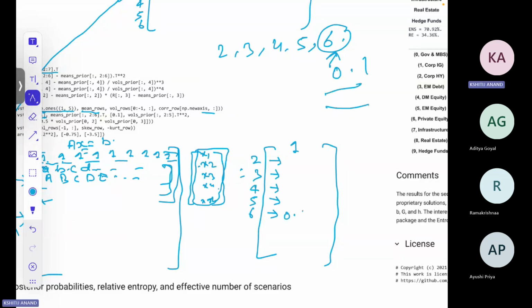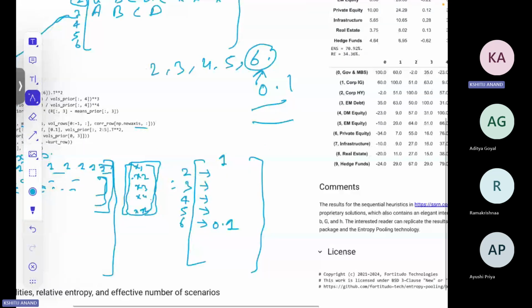Now what will happen with this one? Here you will be putting the prior mean, that is, the mean that was for this asset. So you have calculated a prior mean, right? Means prior.